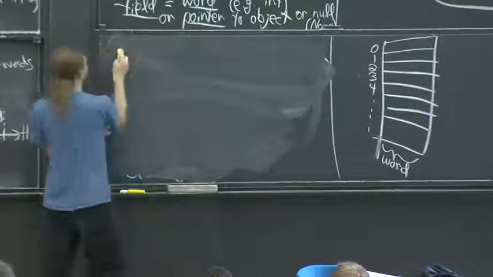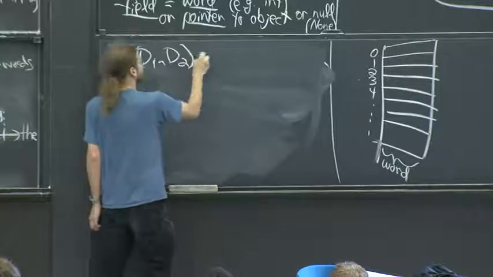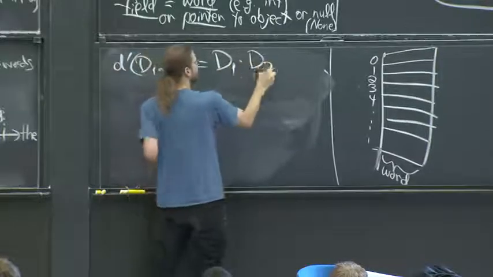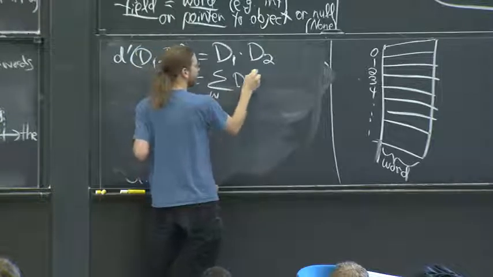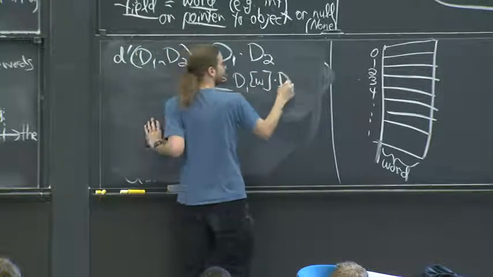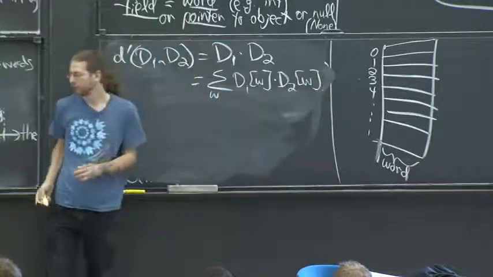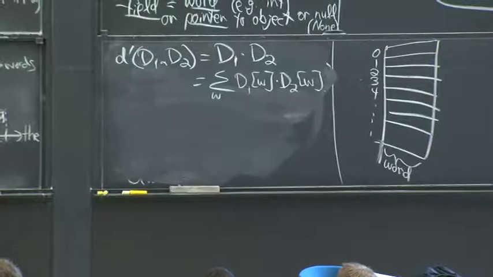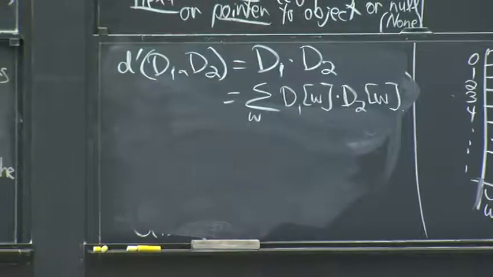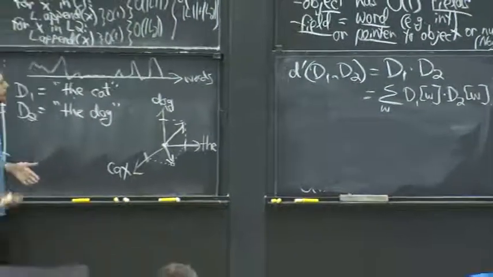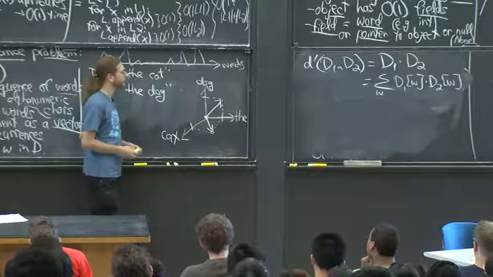So I'm going to call this D prime, because that's not what we're going to end up with. You could think of this as the dot product of D1 and D2, also known as the sum over all words of D1 of W times D2 of W. For example, you take the dot product of these two. Those match, so you get one point there. Cat and dog multiplied by 0, so you don't get much there.